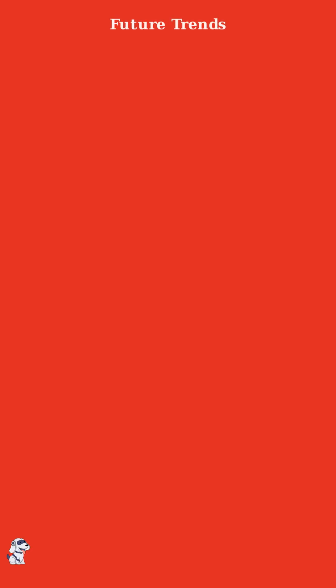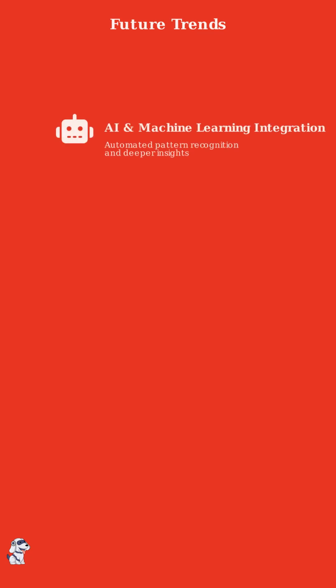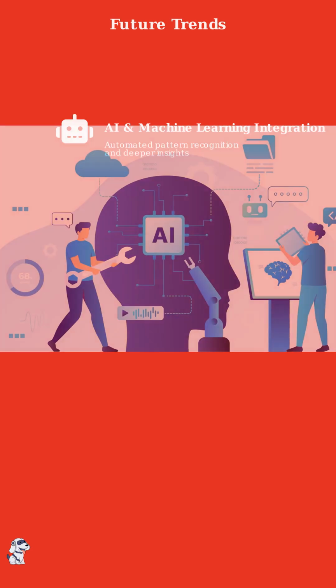Cross-tabulation is evolving rapidly with new technological advances. Several key trends are shaping its future development and applications. Artificial intelligence and machine learning are being integrated with cross-tabulation to automatically identify patterns and relationships that might be missed through traditional analysis.